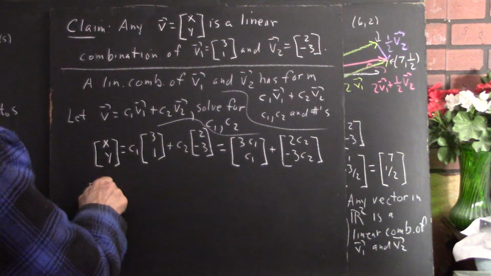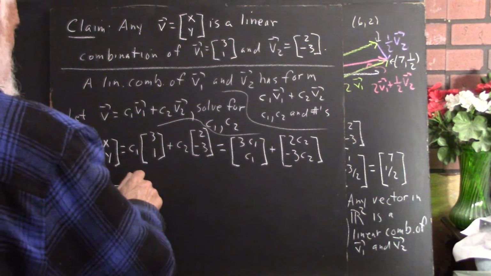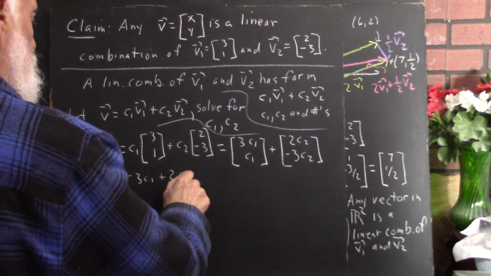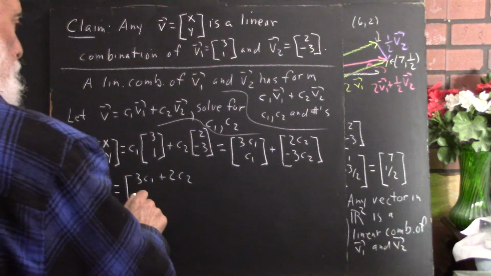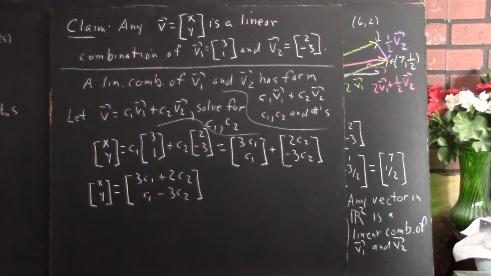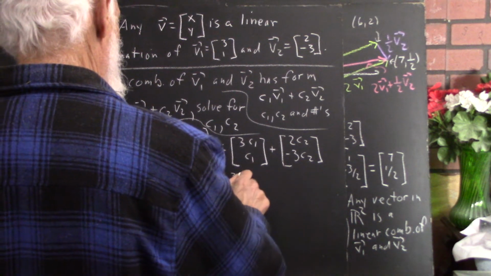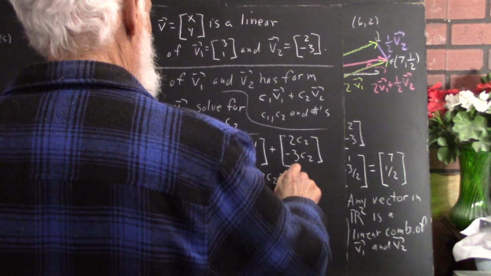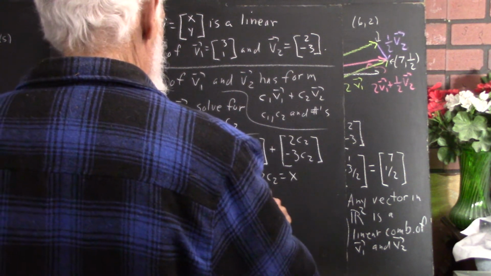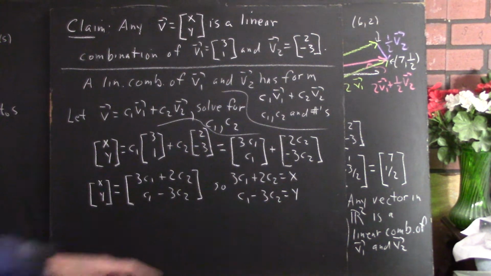So (x, y) equals what? If we add these two, we get 3C1 plus 2C2, and C1 minus 3C2. So 3C1 plus 2C2 equals x, and C1 minus 3C2 equals y, and we can solve by elimination.